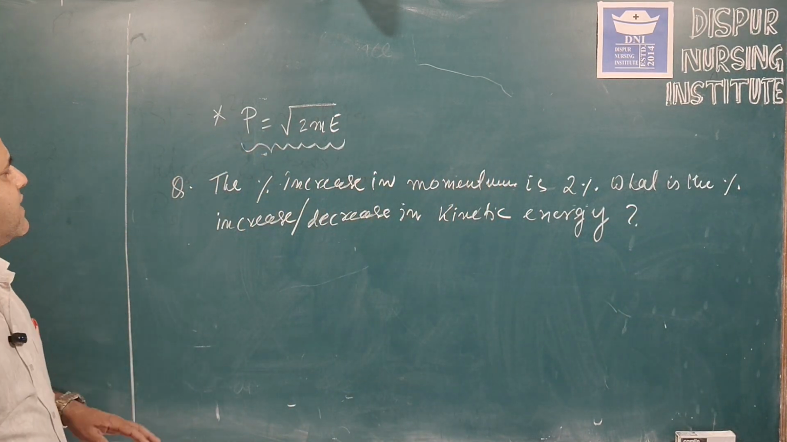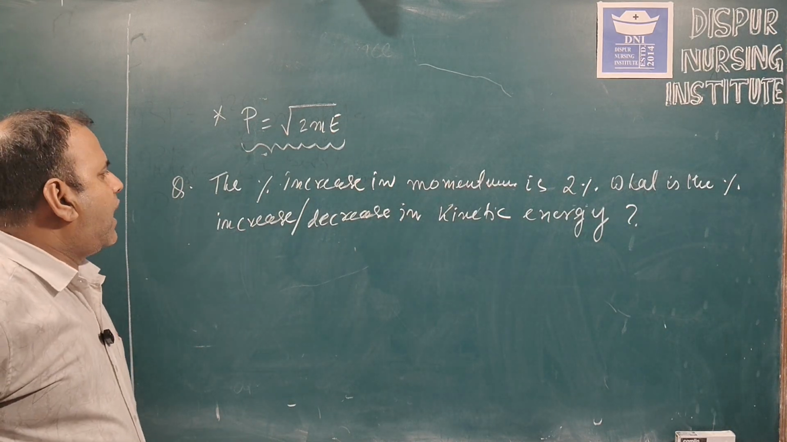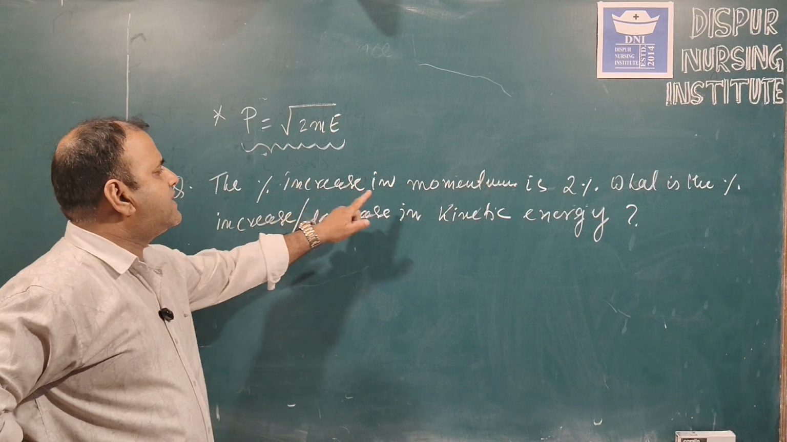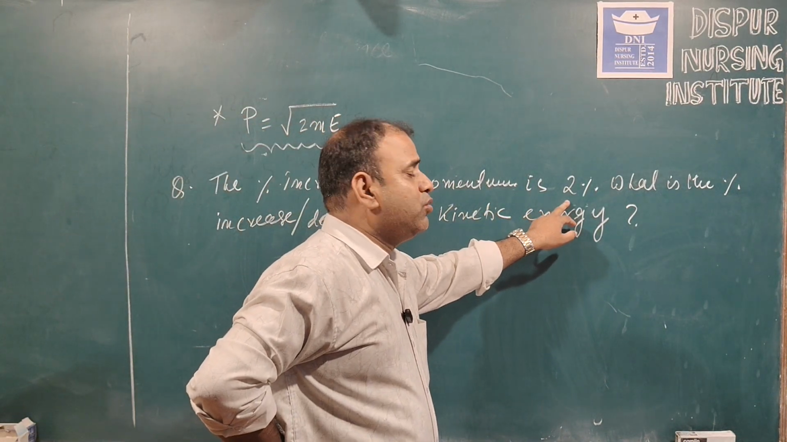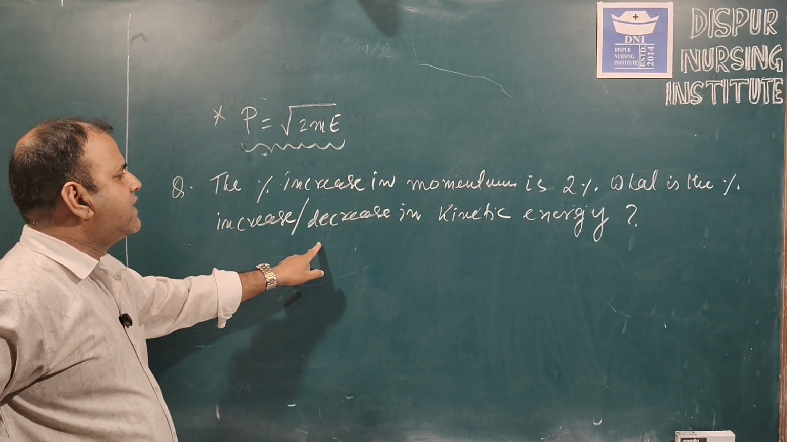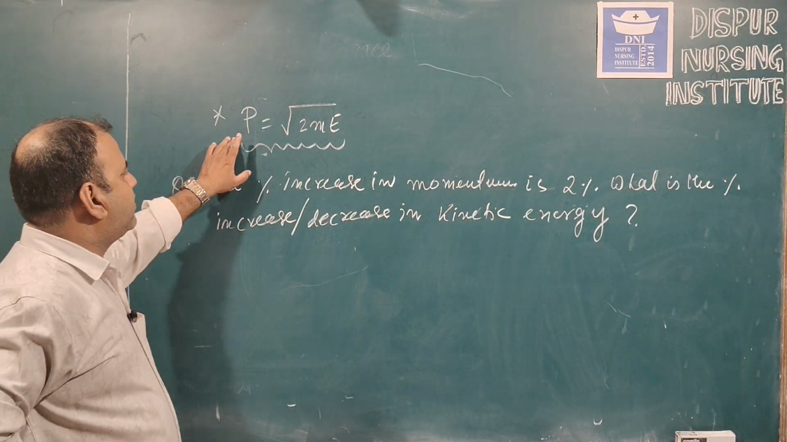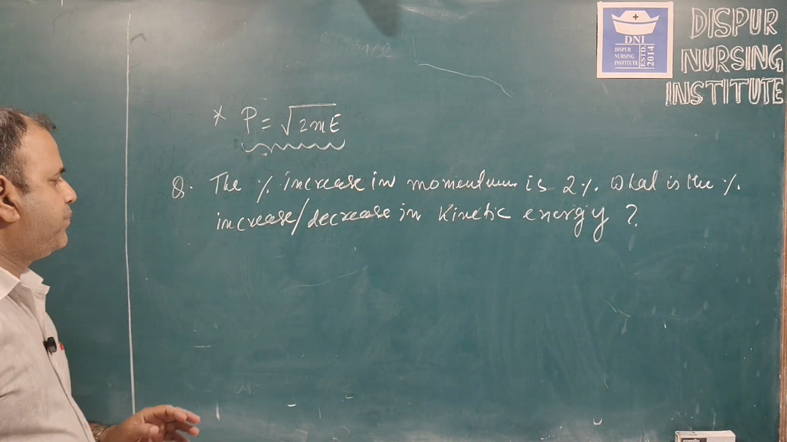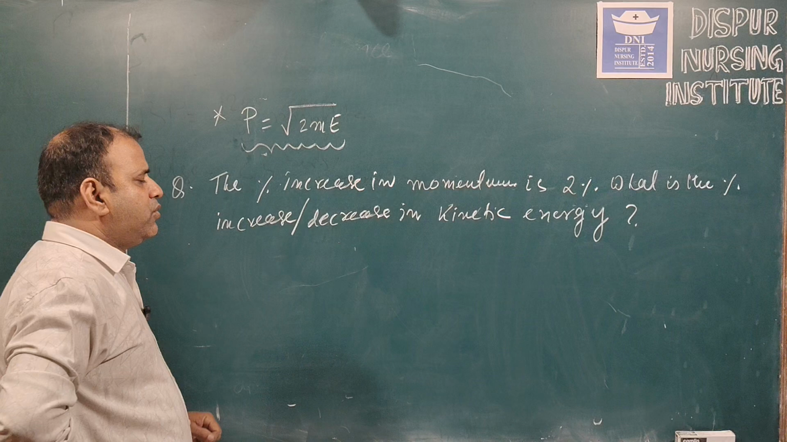So dear students, you can see here a very nice question, a very important question. So how can we solve this question? Here it is given the percentage increase in momentum is 2%. What is the percentage increase or decrease in kinetic energy? So this is the main formula which is in front of you. Using this formula, how can we solve this one? Normally it is given percentage increase in momentum 2%.